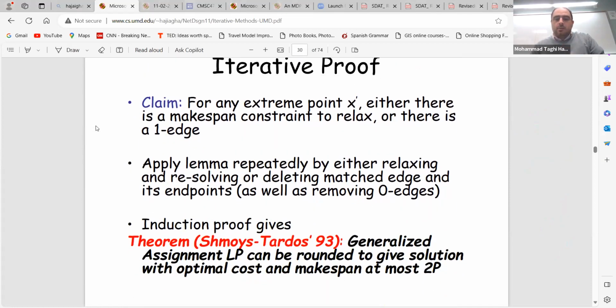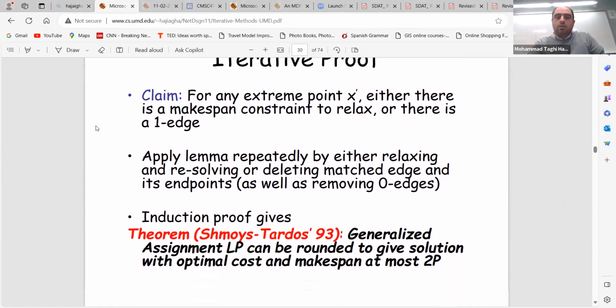Now, this is actually what they have. We said that for any extreme point, either there exists a makespan constraint to relax, which is the one I mentioned, or there is a one-edge. We will apply this lemma until we solve the whole problem. This is the great result of Shmoys and Tardos in '93: the generalized assignment LP can be rounded to give a solution with optimal cost and makespan at most 2. This is a factor 2, and as I mentioned, you cannot get better than 2, unless P equals NP.